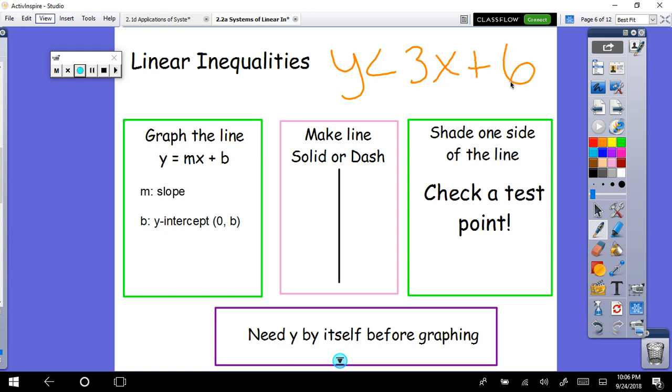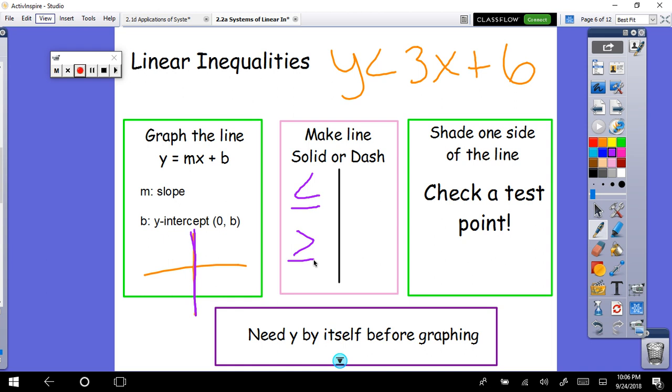So instead of the equal sign, we have the inequality symbol there. So we want to graph it just like we graph a line with the slope and the y-intercept. Remember that the y-intercept does need to be along the y-axis. And then when we graph linear inequalities, we need to know if we're going to graph a solid line or a dashed line. So remember, you make a solid line when it's less than or equal to or greater than or equal to, because this boundary line, the points are included on that boundary line.